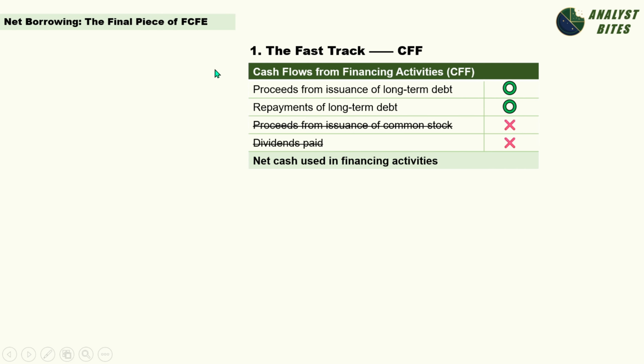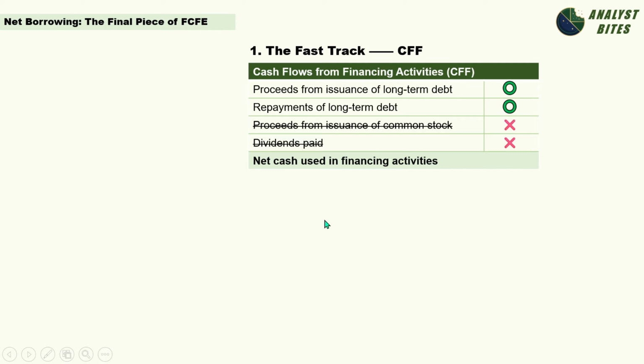After tackling the complexity of fixed capital investment, net borrowing will feel much more straightforward. Let's break it down. The fastest way, as you might have guessed, is using the cash flow statement. Under CFF, simply find the proceeds from debt issuance and subtract the repayment of debt. Pro tip: ignore items like issuance of stock or dividends paid. These are transactions with shareholders, not lenders, so they have zero impact on net borrowing.